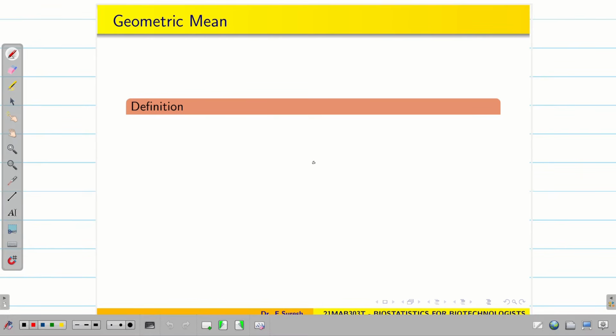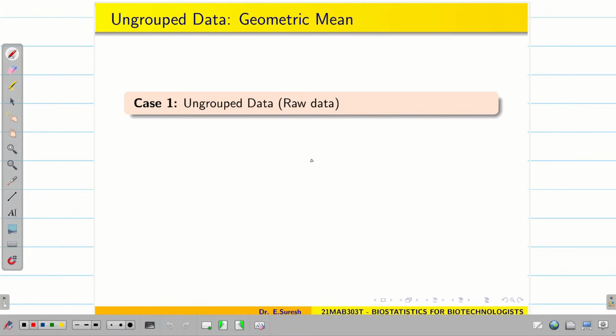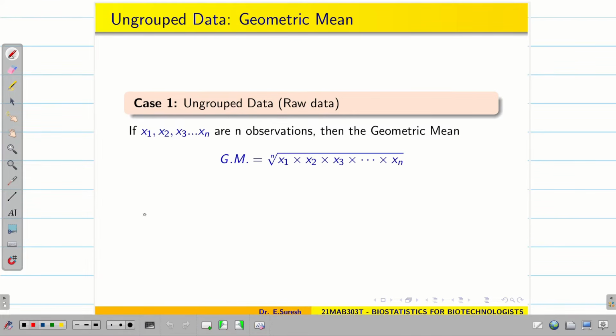Geometric mean is the nth root of the product of n numbers. First, let us see how to calculate geometric mean for ungrouped data. Suppose I am taking n observations x1, x2, x3, etc., xn. Then the geometric mean is the nth root of the multiplication of all n numbers.